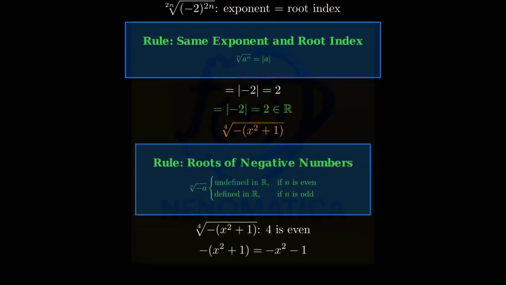We know that x squared is always non-negative for any real value of x. So -x squared is always non-positive. Therefore, this expression does not belong to the set R of real numbers.